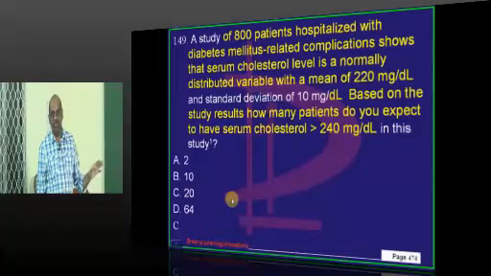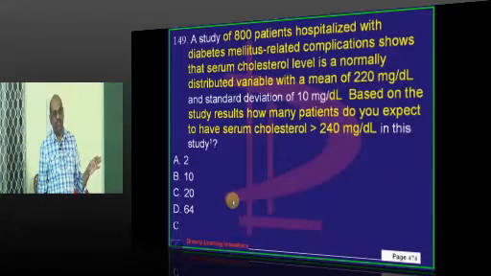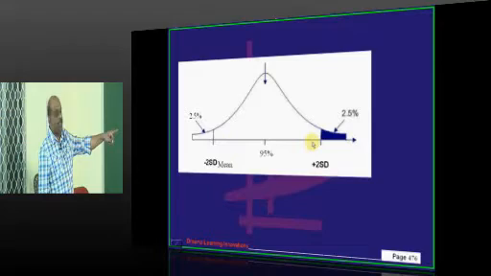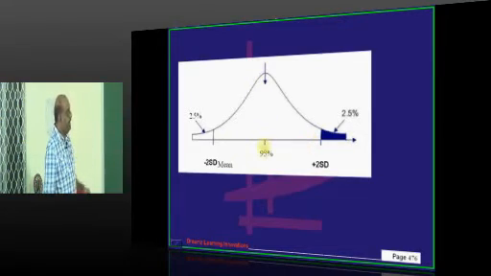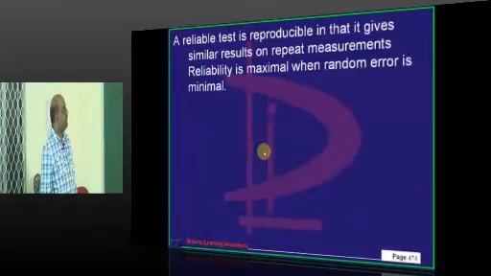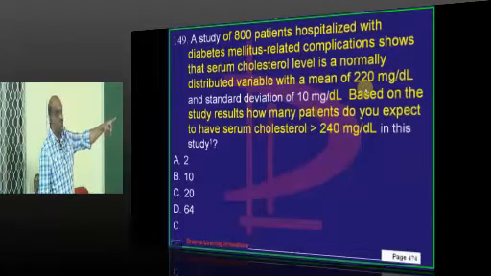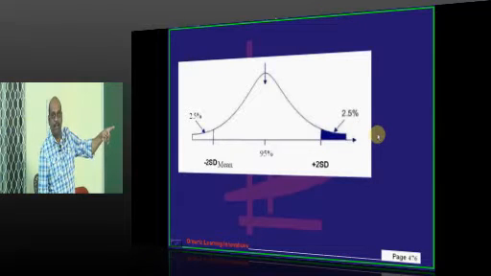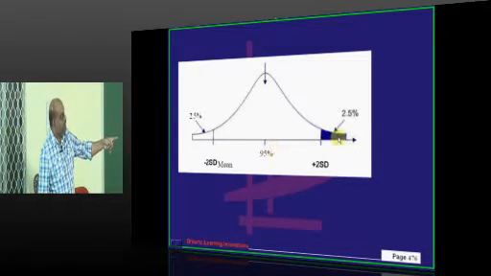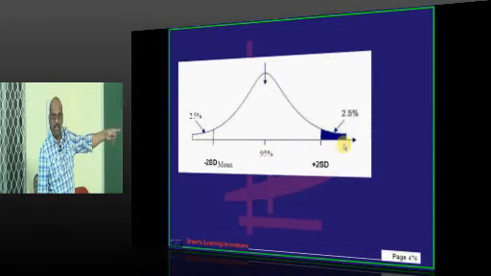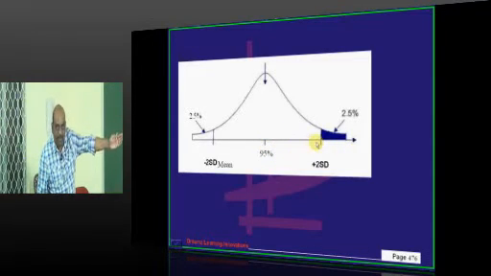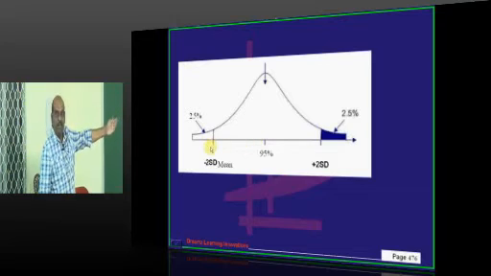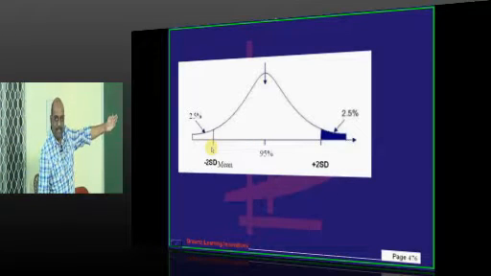Am I wrong? Am I too slow? Too fast? You understood? You remember this table, doctor? Mean value was given to you. What was the mean value? 220. We are saying how many will fall beyond 240. 240 comes within 2 standard deviations, where 95% people generally fall within 2 standard deviations. 95% may, 50% of that 95% is this side, another half of 95% this side.